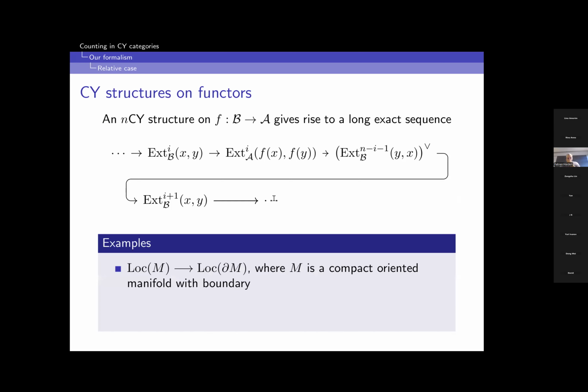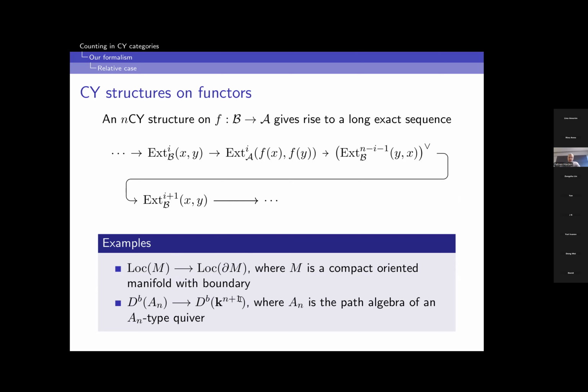Yeah. So an example would be take the category of local systems on a compact oriented manifold with boundary. And then this has a functor just restricting to the boundary to the category of local systems on the boundary. And the boundary is compact closed oriented. So this is a Calabi-Yau category of dimension, whatever the dimension of the boundary is. And then for this functor, you have this long exact sequence. And so this gives you an example of a Calabi-Yau functor.